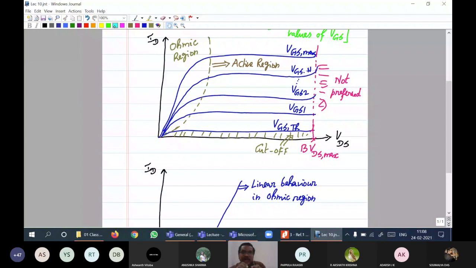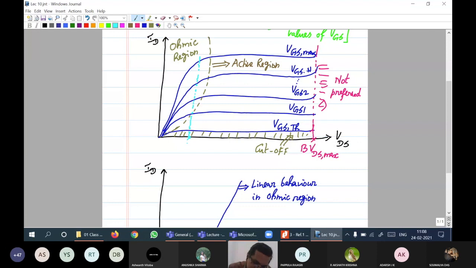I'll deliberately use light colored so that they don't interfere with the other things. This is just an additional information on how you obtain the transfer characteristics. Kindly bear with me. I'm using a very light color, turquoise blue. So this is the way you obtain the transfer characteristics. Let's say this is the fixed value of VDS. To obtain your transfer characteristics, you have to have VGS. This is for your understanding.